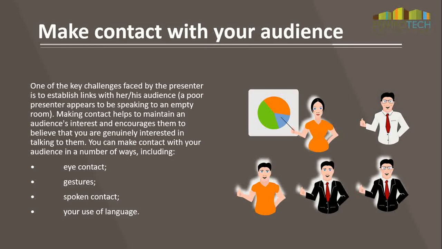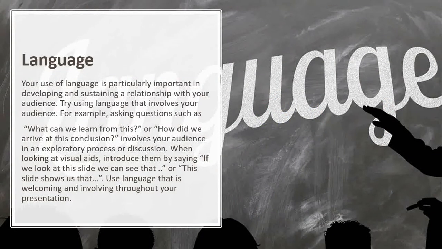And this can include such things as making eye contact, gestures, spoken contact, and the use of your language. Your language is particularly important in developing and sustaining the relationship with your audience. Try using language that involves your audience. For example, asking them questions such as, what have you learned from this? How did we arrive at this conclusion?